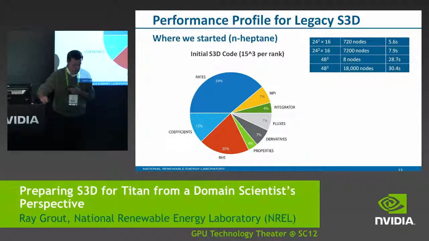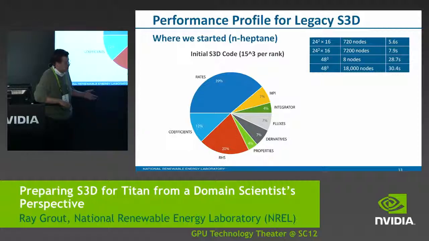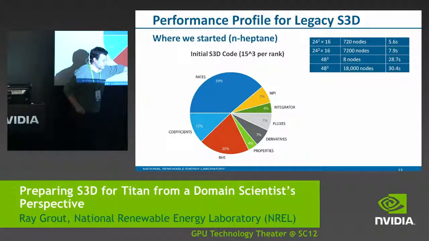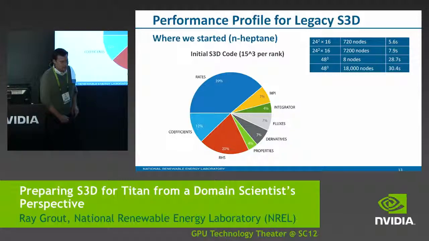So this is what S3D looks like from a performance perspective back on Jaguar. This is just breaking down the balance of work. About 40% of the computational effort is in evaluating chemical reaction rates. The next biggest piece is transport coefficients. This right-hand side, I'll show you in the next slide what's in there, but it's basically a large collection of fairly low flop operations, and then there's a bunch of other stuff that's relatively small.